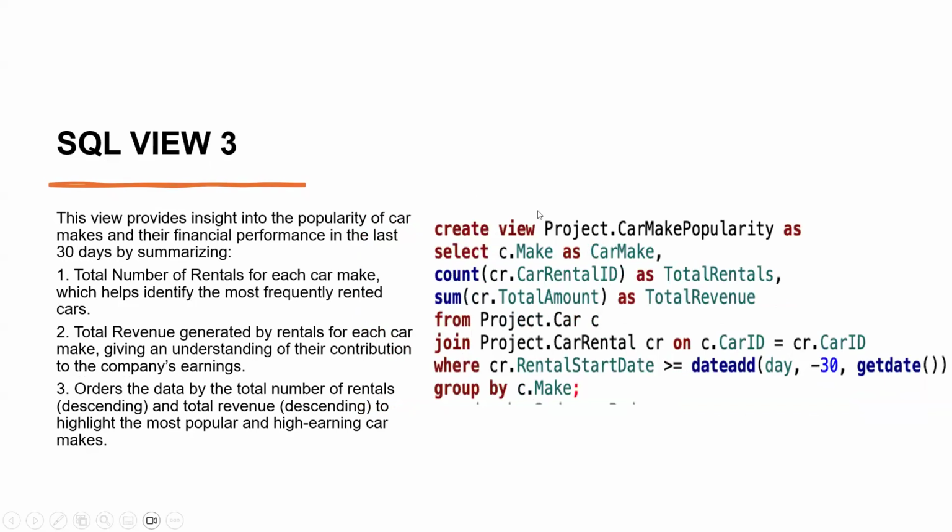The third view is about the popularity of each car make. We want to know which cars, whether the luxury car or some basic car or a sedan or SUV, are more popular among the customers. So we will have the car make, total rentals, and total revenue as the result of this view. Also, it has a 30 days limitation here.